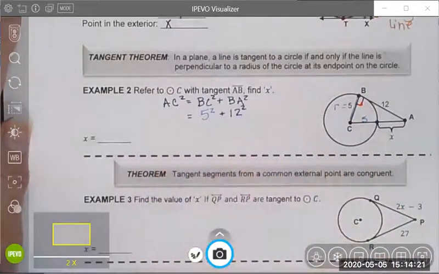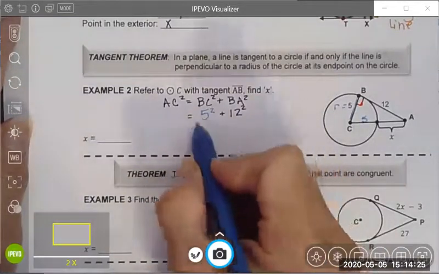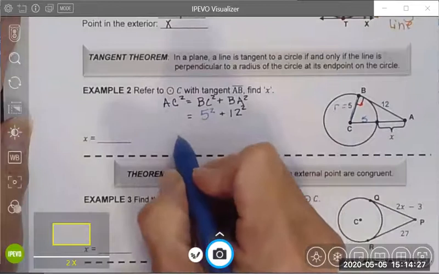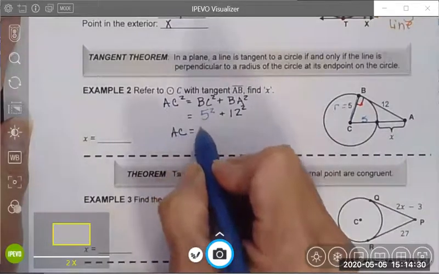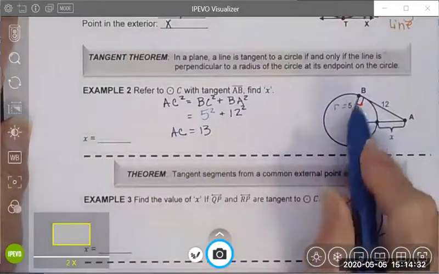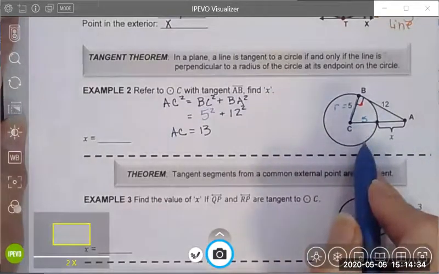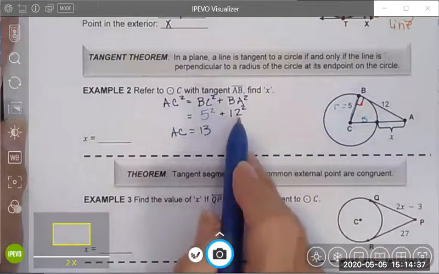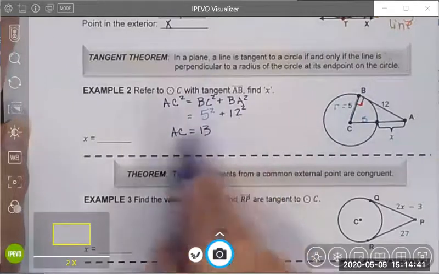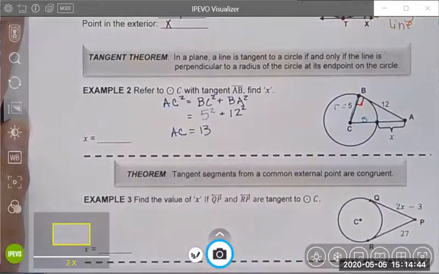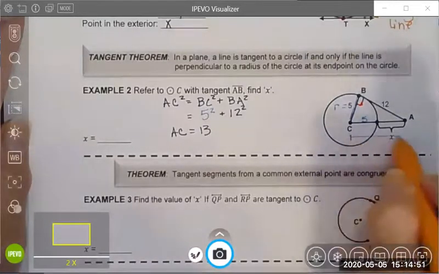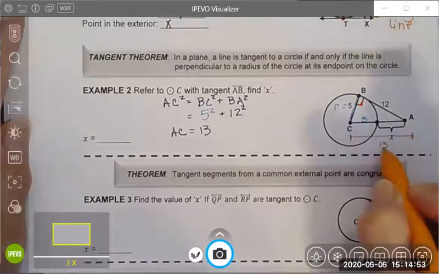And then when I solve this lovely little Pythagorean triangle, I end up with AC equaling 13. If you know your triples, it's a 5, 12, 13 triple. 5 squared is 25, plus 144 is 169. The square root of 169 is 13. So that's pretty groovy because that tells me that this whole distance, here's a different color, from here all the way to here is 13.